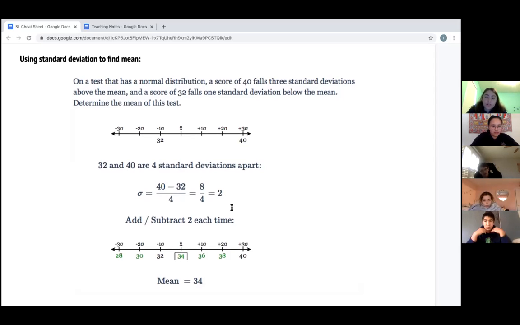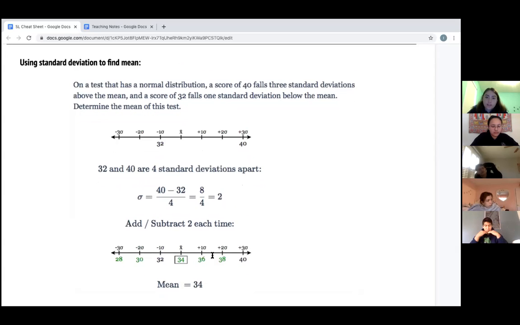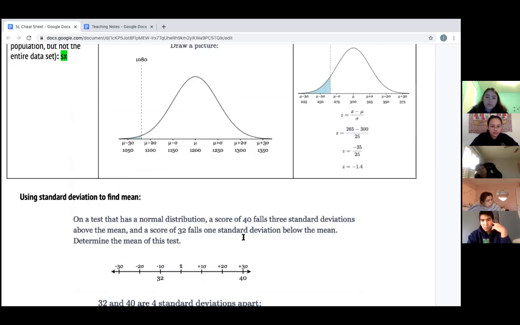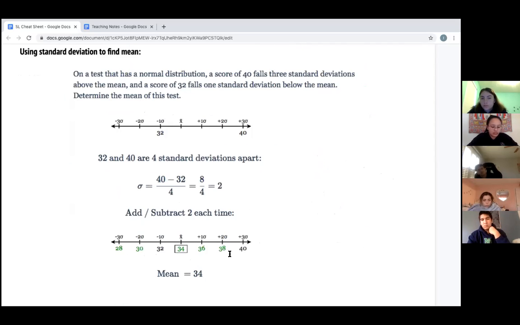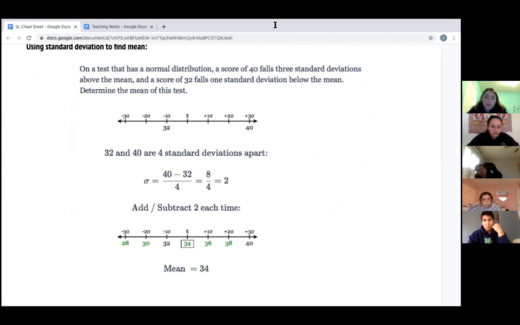Now that you know your standard deviation, if 32 is just 1 space below the mean, and each space is 2, the mean would be 34. That's how you would use the standard deviation to find the mean. It's basically working backwards from the earlier example, where they give you the mean, here they don't. So that's pretty much it.